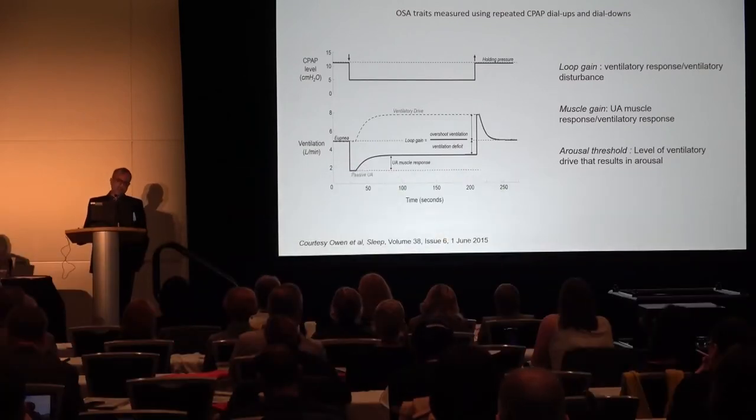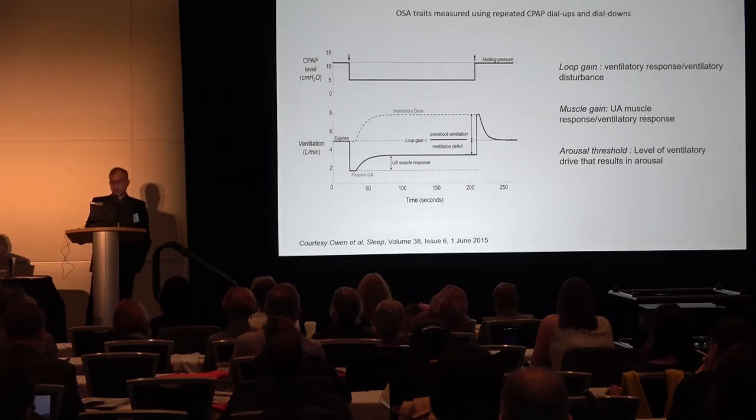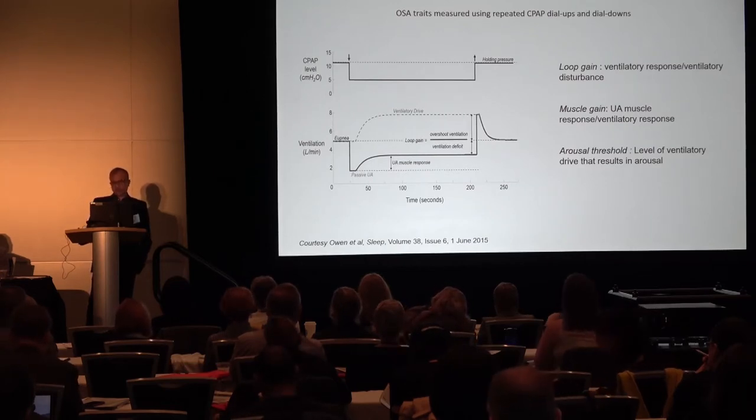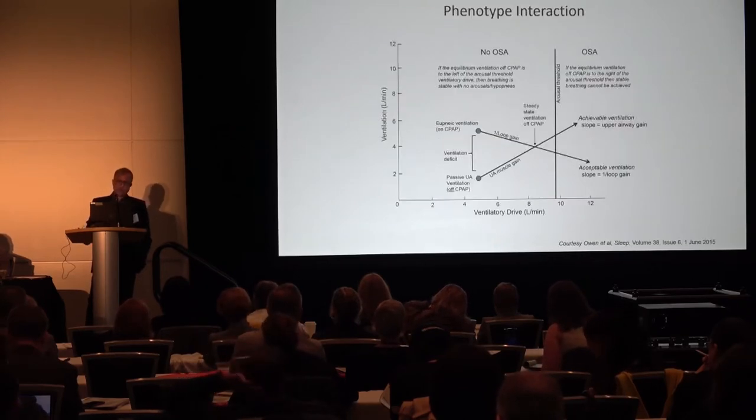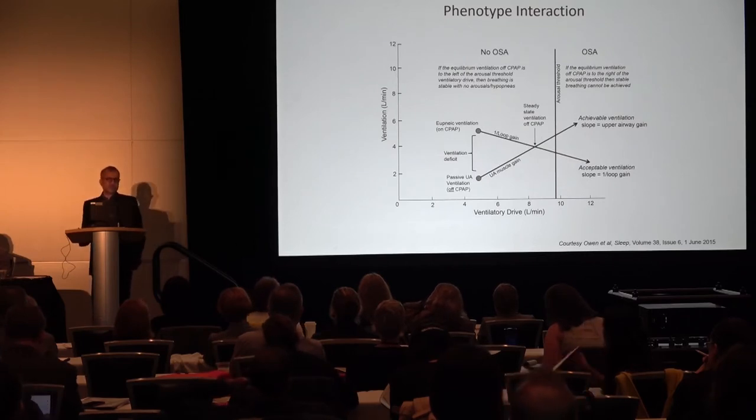We need to calculate everything, especially the loop gain, to measure all the phenotypes. And arousal threshold is the level of the ventilatory drive that results in the arousal. Here it's an interaction between the three phenotypes.